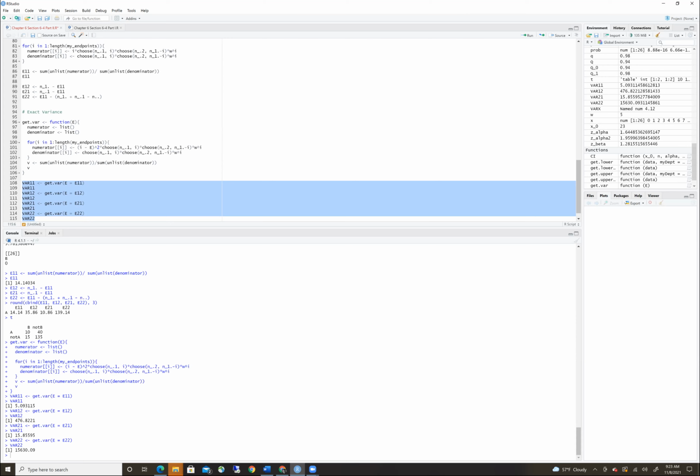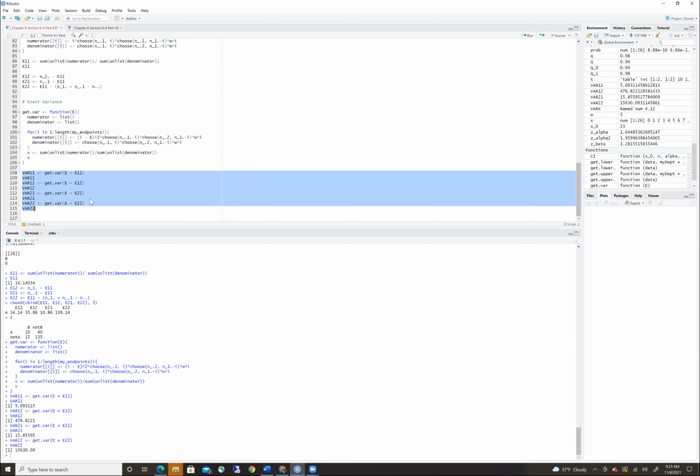But it's really nice that you don't have to do all of this by hand, that you can use the formula and create a function in R. From that function in R, it can automatically calculate the variance of all those values.